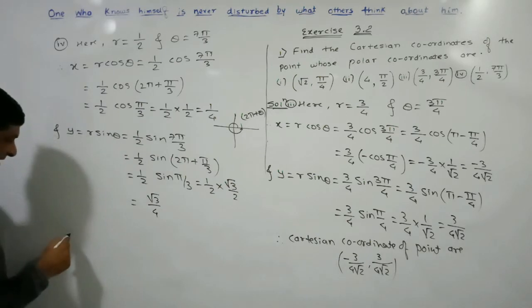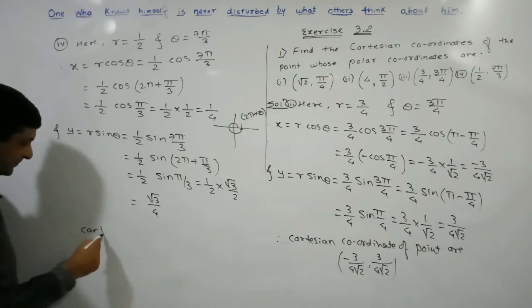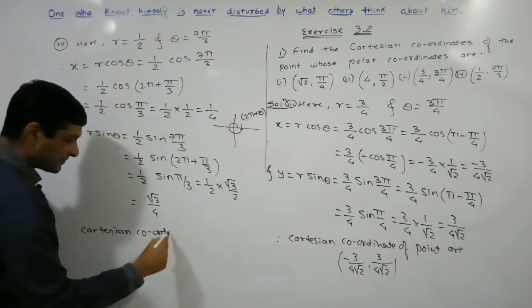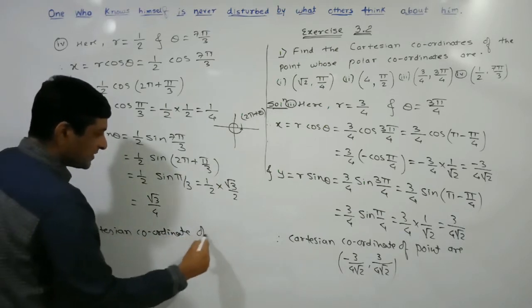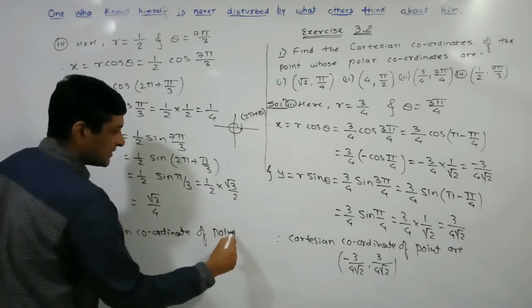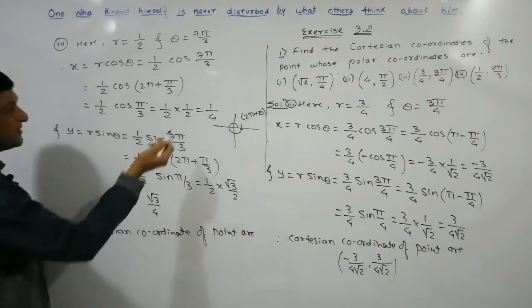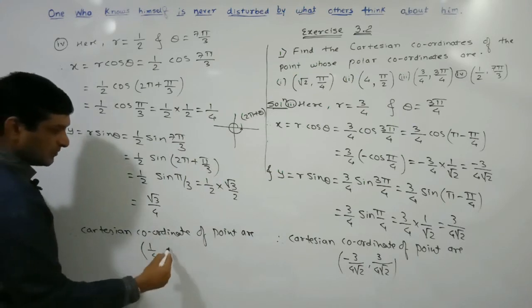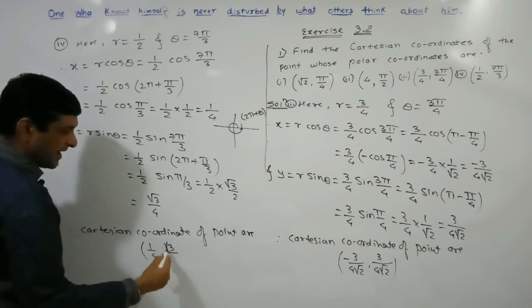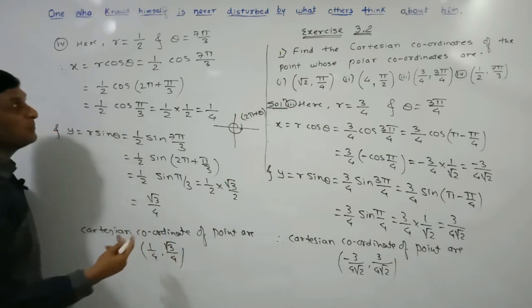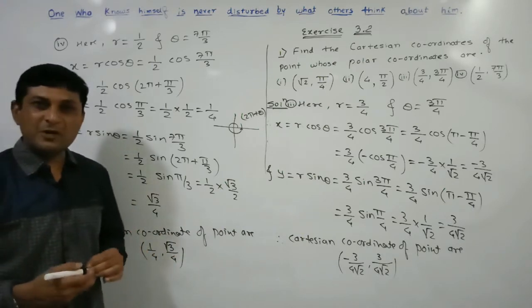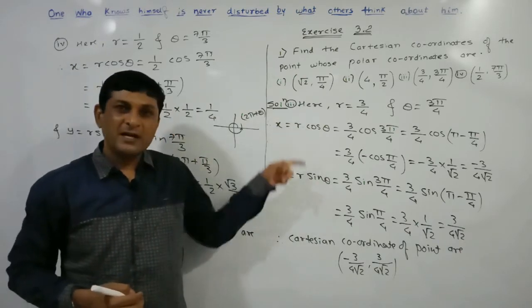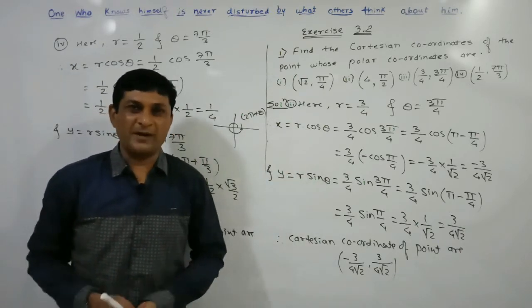That's why we can say that Cartesian coordinate of point R. So what is x coordinate here? X coordinate is 1 by 4 and y coordinate is how much? Root 3 by 4. So in this way, using polar coordinate, we are able to find out Cartesian coordinate using this relation between what? Cartesian coordinate and polar coordinate.